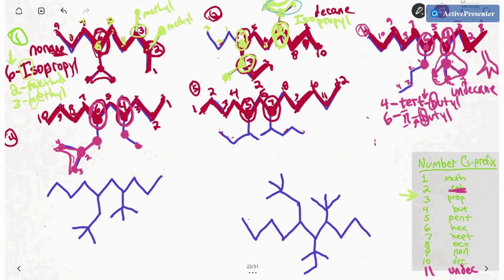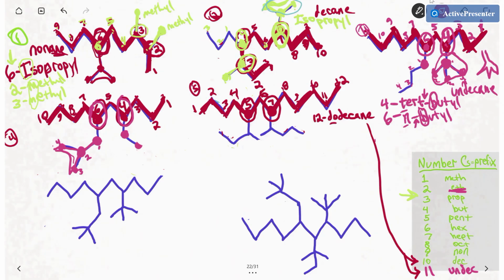So by the way, a 12 carbon parent chain has the prefix dodec. You know, like down here, 10 is dec, 11 is undec, now 12 is dodec, okay? Just so you know. So this is all single bonds on this parent chain. So we know dodecane is the name of the parent chain. So now let's look at these substituents.